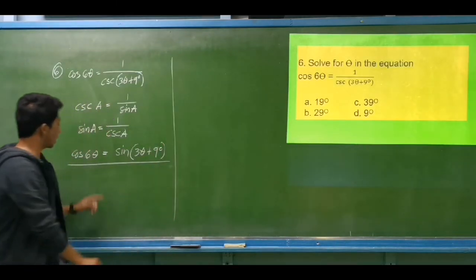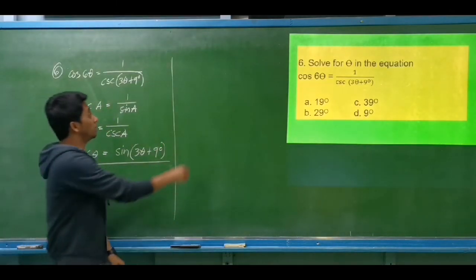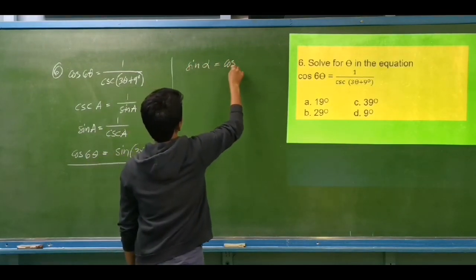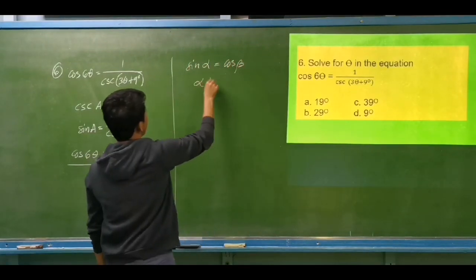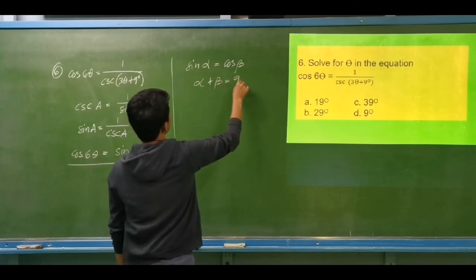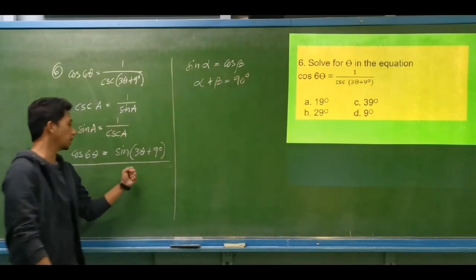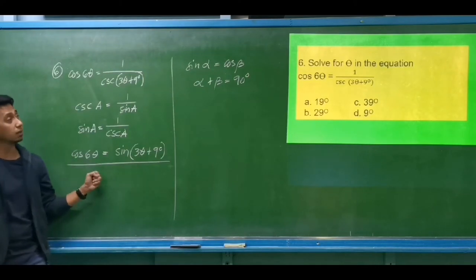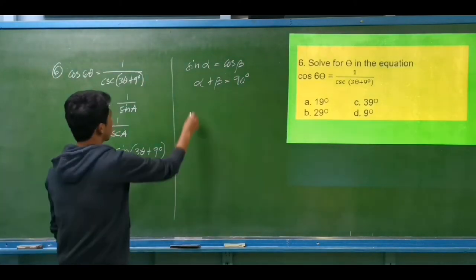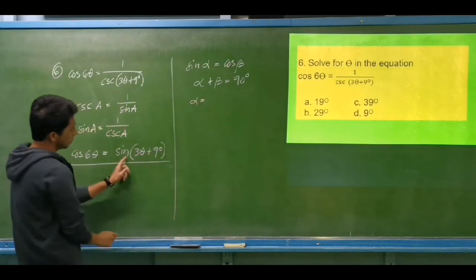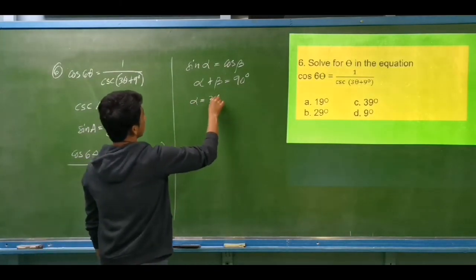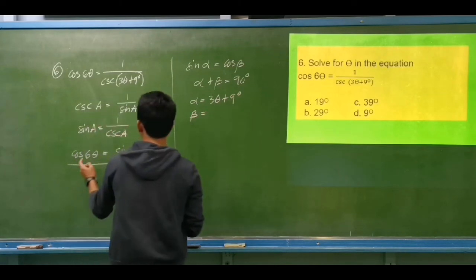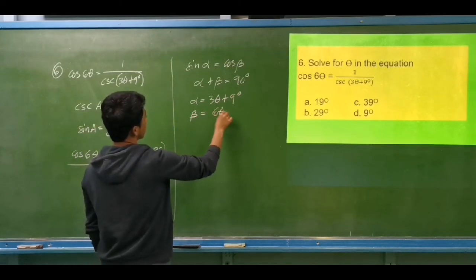So again, we have cosine and sine. Ano sabi natin? If we have the sine of alpha is equal to cosine of beta, therefore alpha plus beta is equal to 90 degrees. So pwede na rin kayong mag-shift solve dito, pero baka matagalan kasi trigonometric function. So, ano yung ating alpha? The alpha is yung angle ng sine. That is 3 theta plus 90 degrees. Ano yung ating beta? Yung angle ng cosine. That is 6 of theta.